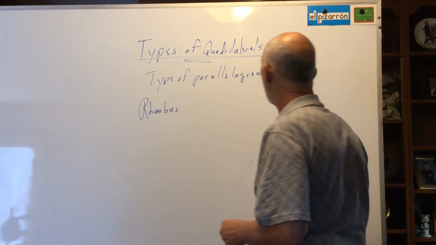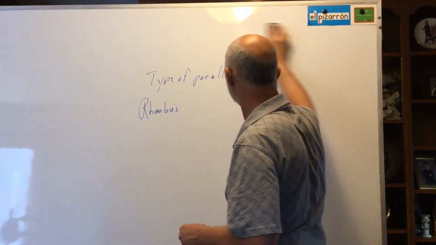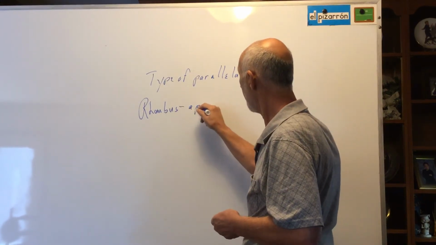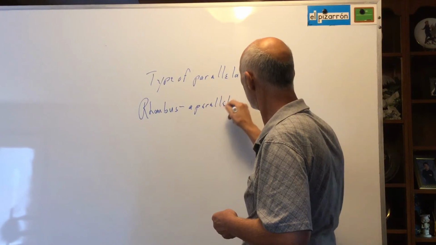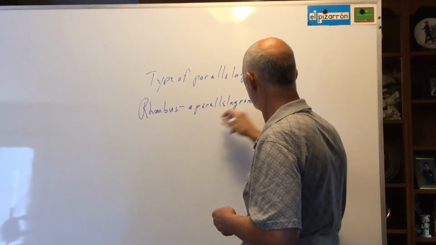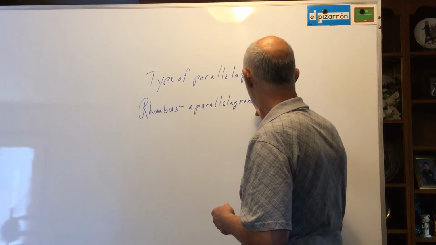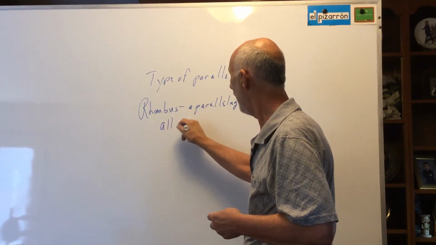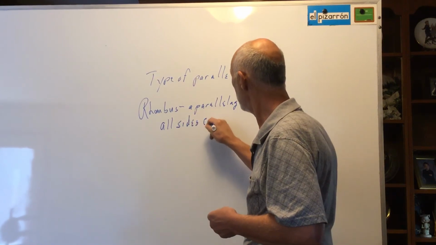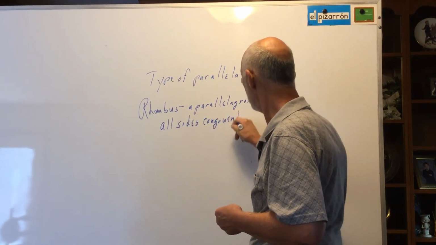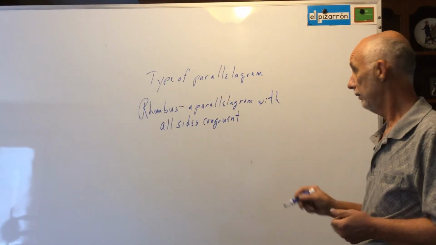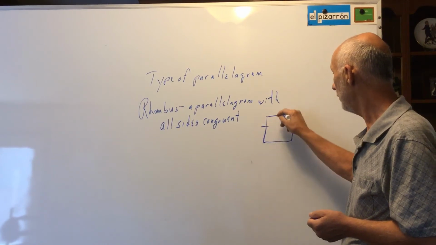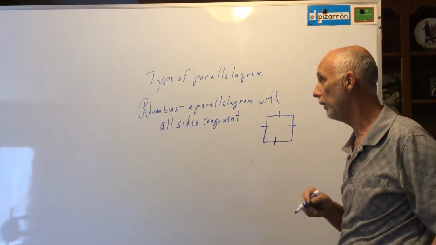Okay, well, a rhombus is a parallelogram with all sides congruent. And you go, oh, so a rhombus is a square. No, a square is a type of rhombus, because you're right, a square does have all four sides congruent.